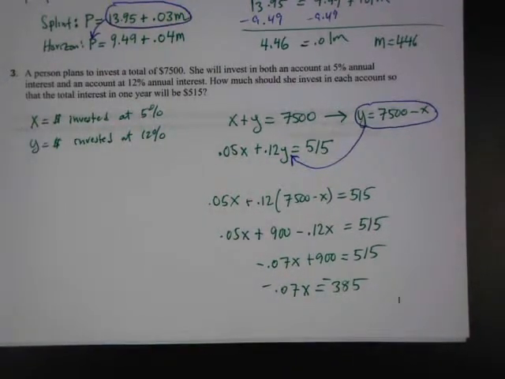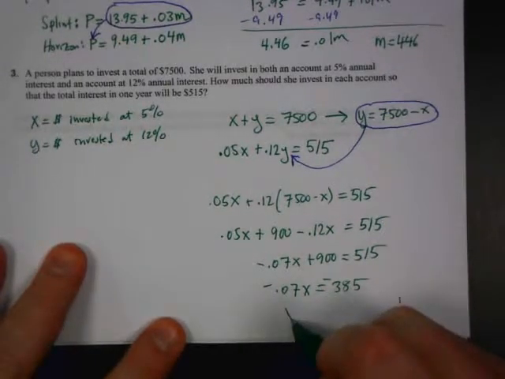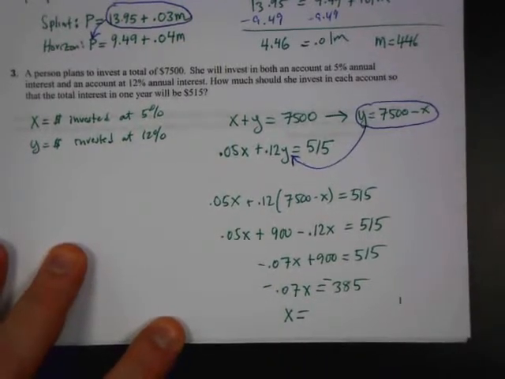I forgot two minus signs. If you forget two minus signs, you would have gotten very lucky and still got the right answer. It happens very often: you make two mistakes, you still get the right answer. Divide. X is 385 divided by 0.07.